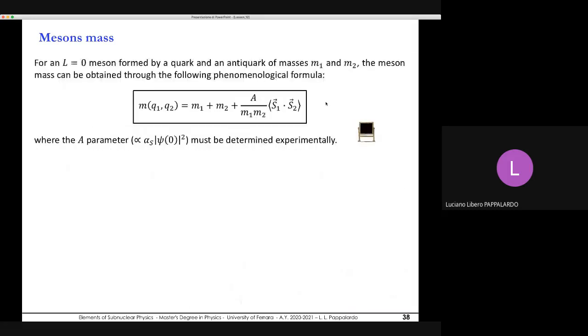Now, for an L equals 0 meson formed by a quark and an anti-quark with mass m1 and m2, the meson mass can be obtained through this phenomenological formula. So, suppose you have a system of two quarks. The mass is given by the sum of the masses of the two quarks plus a term which includes this spin-spin interaction. Here, alpha is a parameter which is proportional to the wave function at 0 and alpha strong, and this must be determined experimentally. So let me quickly show you how to calculate this expectation value.